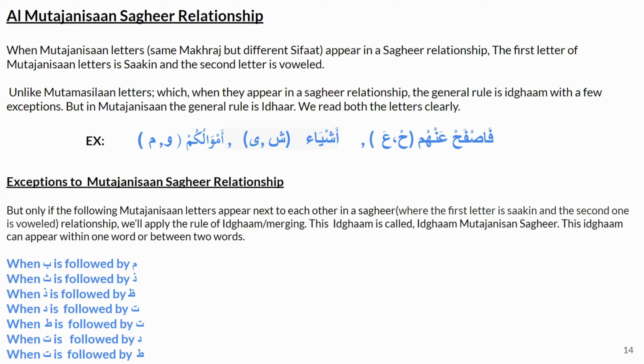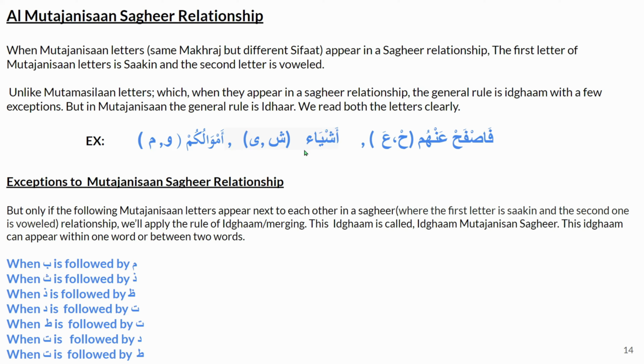We read both of the letters clearly, and we can see here in this example that letter ha and letter ain, they are next to each other. They are mutajaanisaan letters because they share the same makhraj, but they differ in sifat. Letter ha is a letter of hams and rakhawa, while letter ain is a letter of jahar and tawassut, but we recite both of them clearly like this.